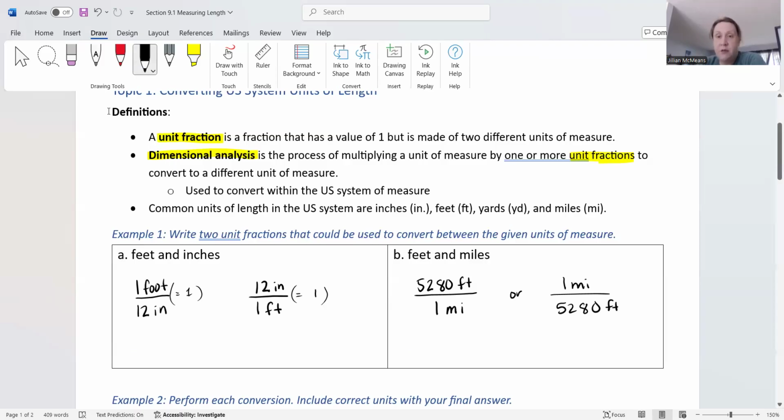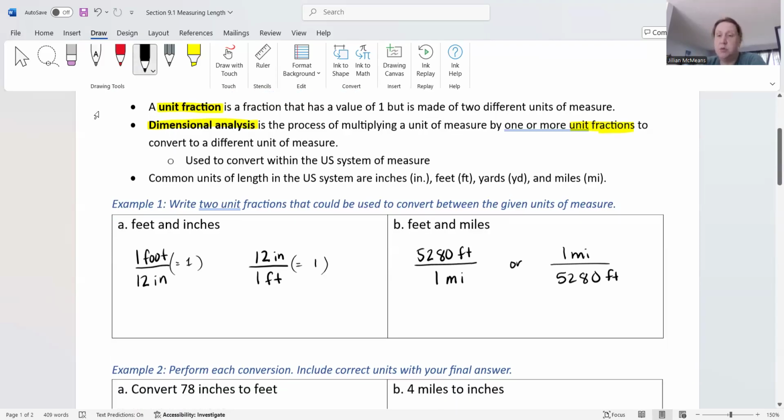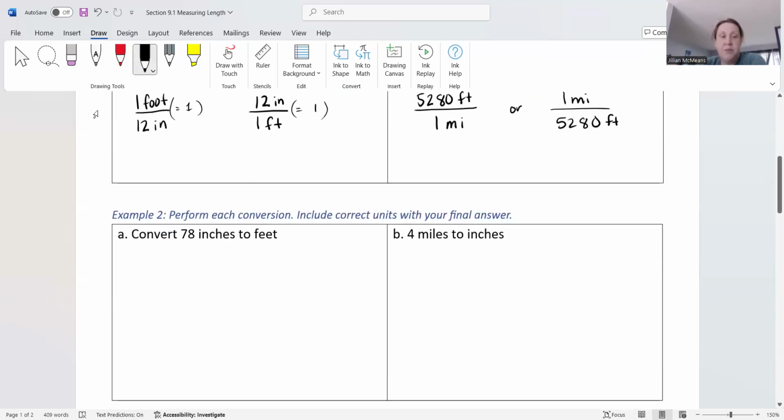Okay. Now, for example 2, we're going to do some actual converting. All right. Example 2 says perform each conversion, include correct units with your final answer. You do need to be very mindful of that. Math is very specific. It's very technical. Okay. We can't just throw around numbers. We need to show our work. We need to be nice and linear with our work. We need to be able to follow our work, is what I mean. And we need to make sure our final answer has correct units.